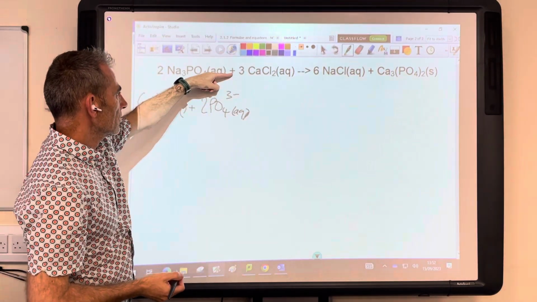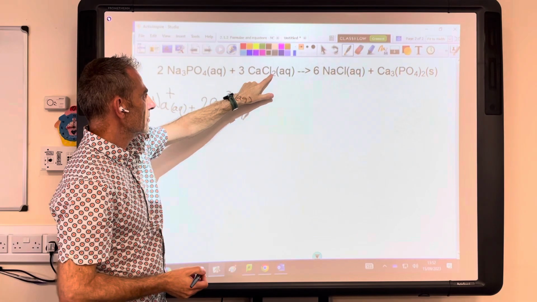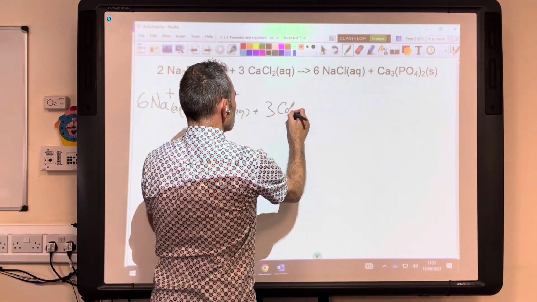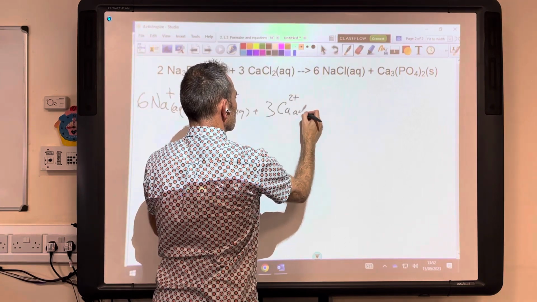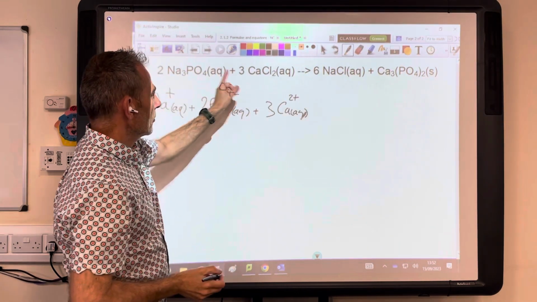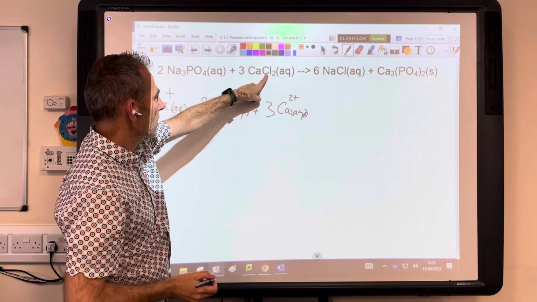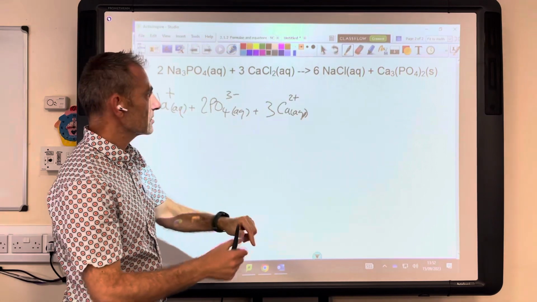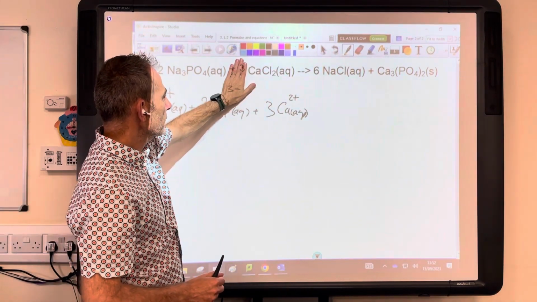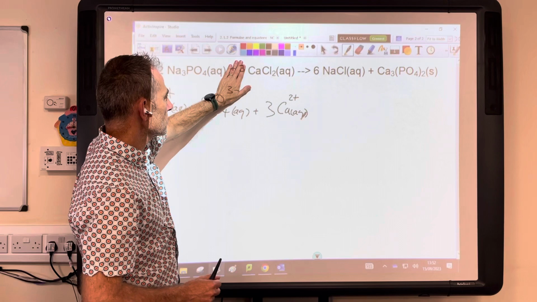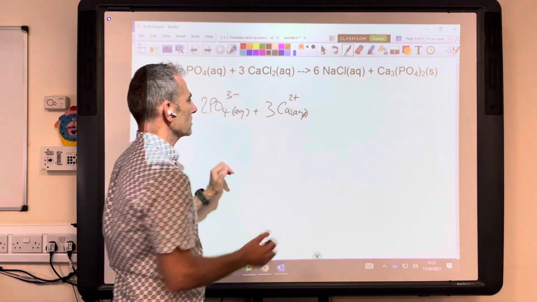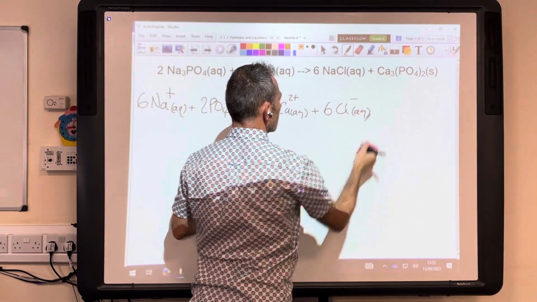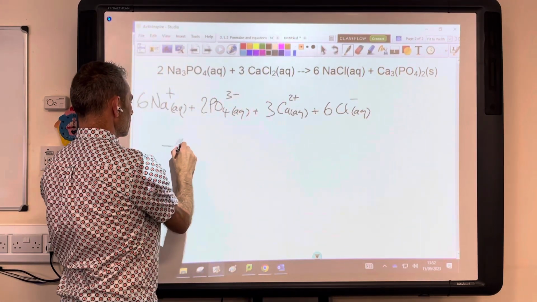So moving on to this now. We've got 3 moles of calcium chloride. So we've got 3 Ca2 plus ions. Now the ion that makes up calcium chloride is the Cl minus ion, not Cl2 minus. So what have we got? Well, in one of those we've got 2 Cl minus ions, so in 3 moles we'll have 6. So plus 6 Cl minus aqueous. Okay, so I'll move on to the next. I'll just drop down here.